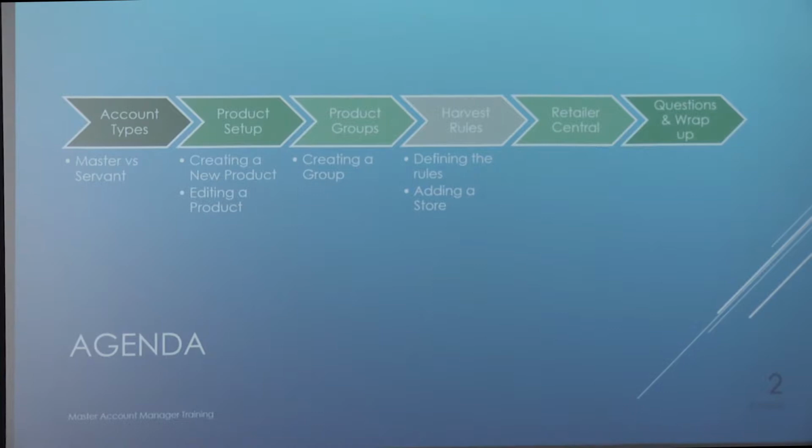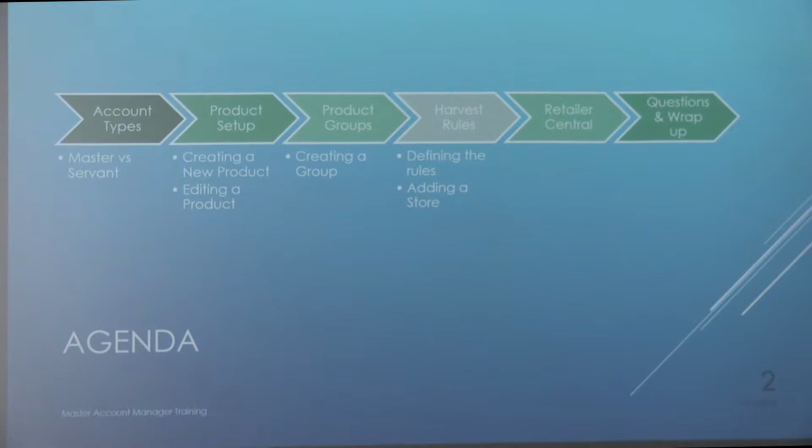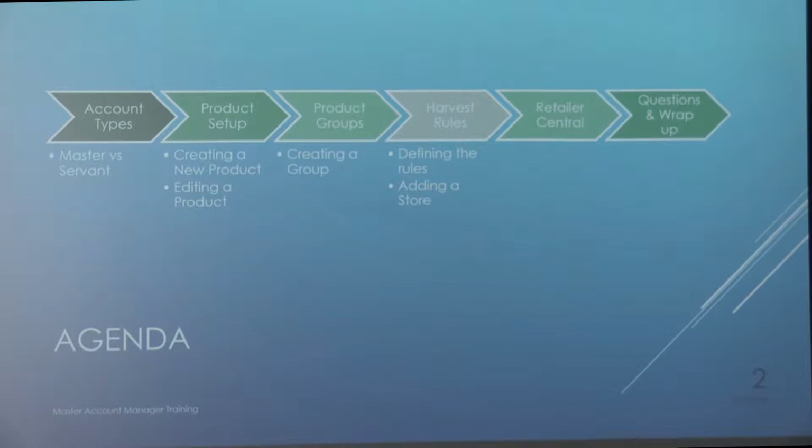without me. Product groups, because I know a lot of issues have been with what shows up on the kiosk and how. And I'll explain a little bit about that. Harvest rules, again, I know Carolyn's done it. We're going to go to Retailer Central, and then again finish with questions and a wrap-up.